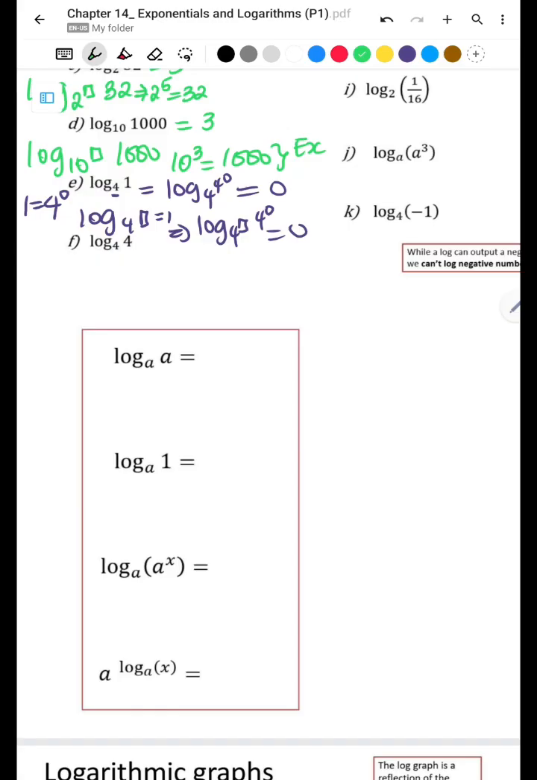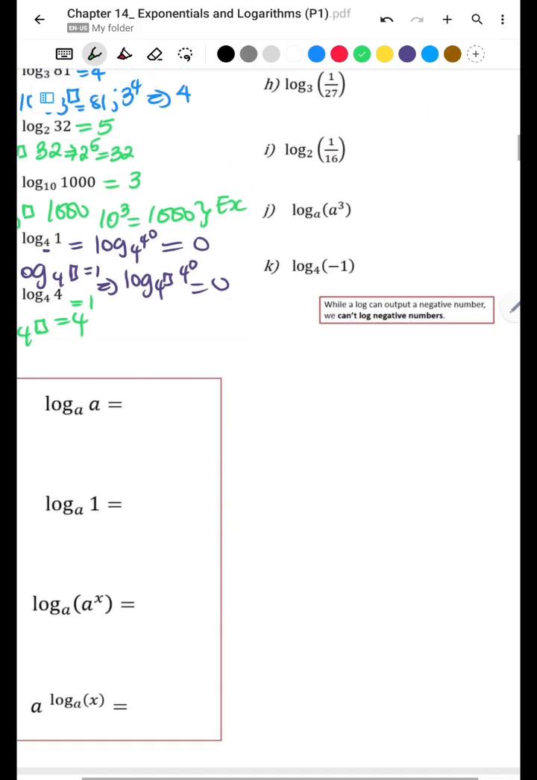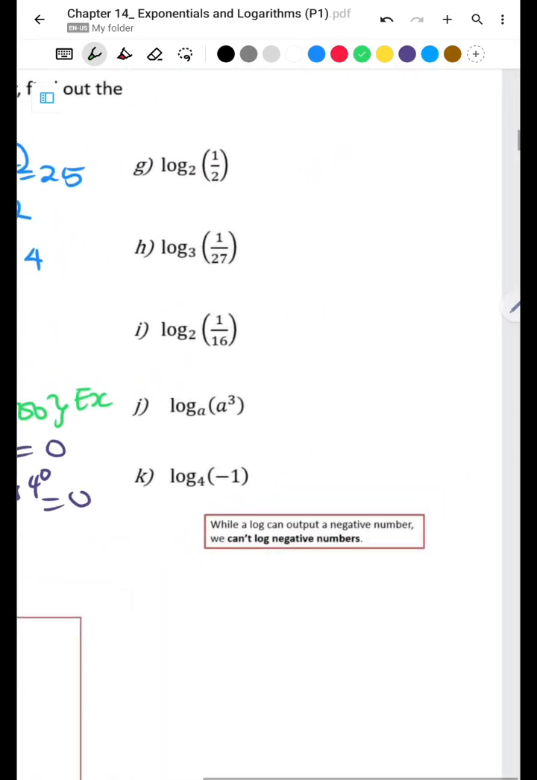For the last one, when we have log base 4 of 4, 4 to what power will give me 4? They are actually the same thing, so that's just to the power of 1. So our answer here is 1.